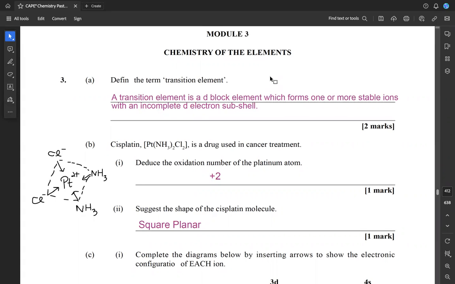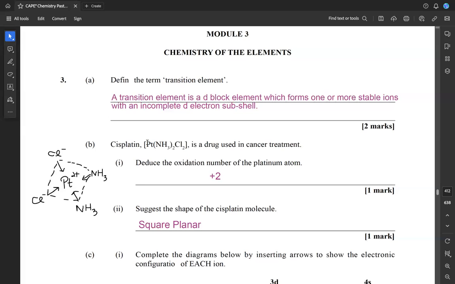So what is a transition element exactly? When we speak of a transition element, it has to be a D block element, right? And it has to be one which forms one or more stable ions with an incomplete D electron subshell, right? So that D orbital cannot be completely filled, otherwise it wouldn't be a transition element. It has to be in the D block and it has to form one or more stable ions. So that's how we would define our transition element.